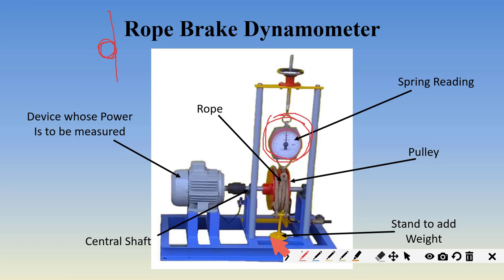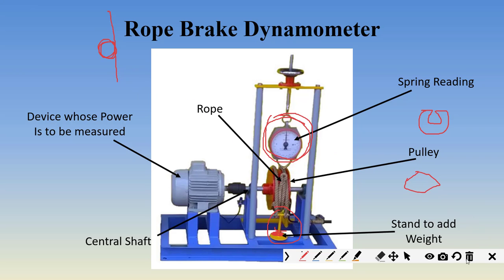And at the bottom you see a stand. On this stand you can add weights. Basically weights like the ones that you see at your vegetable vendor, those horseshoe shaped weights. These are the kind of weights in this shape. So you can load it onto this, and by loading it you can increase the weight which is being applied.